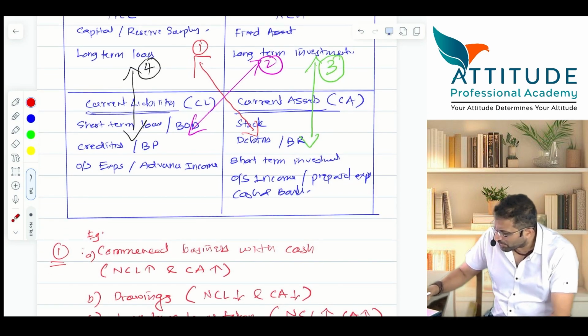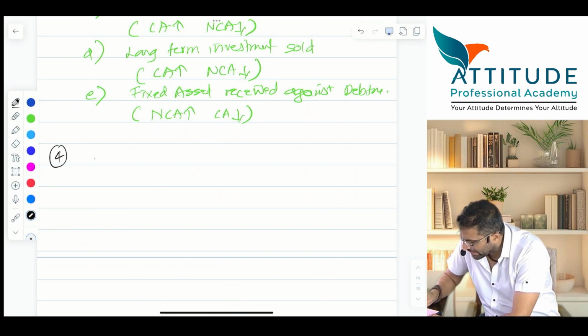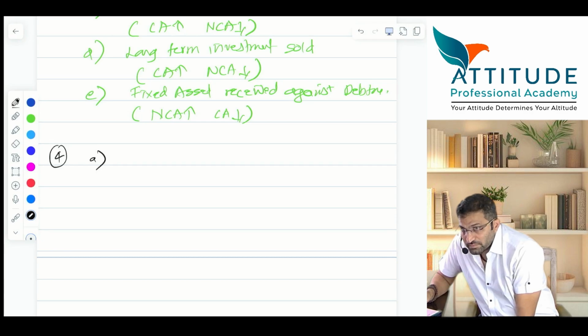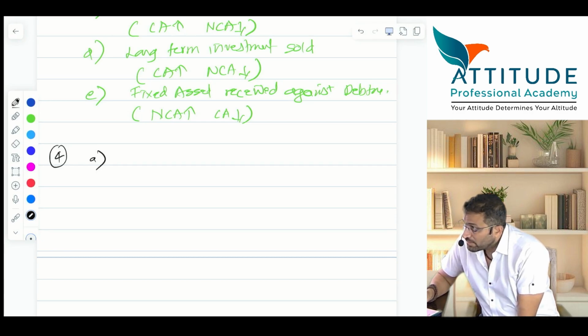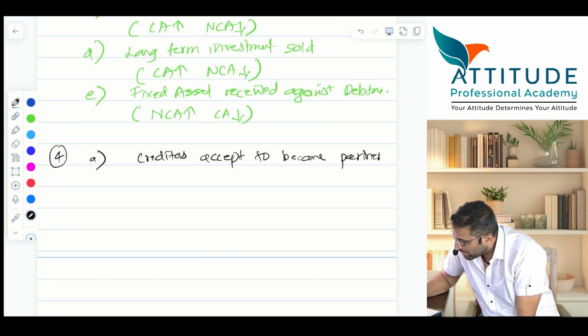So these examples you have to write here. Come on, tell me the fourth one. Black color. Yes. Creditors becoming partners in a firm. Yes or no? Creditors accept to become partner in a firm. Entry.